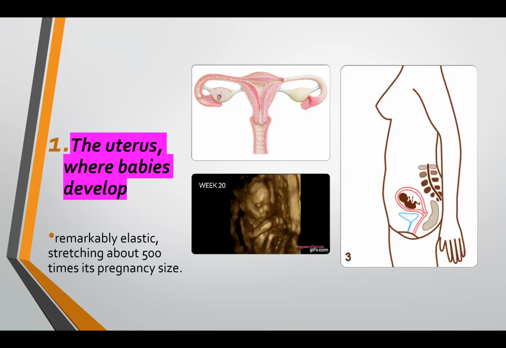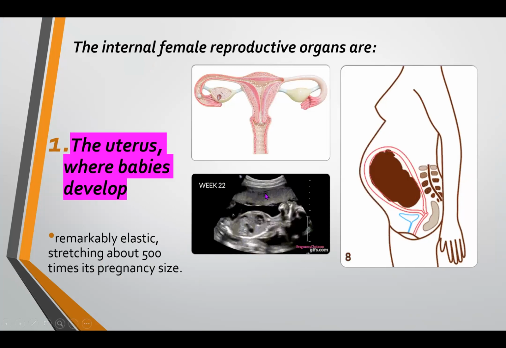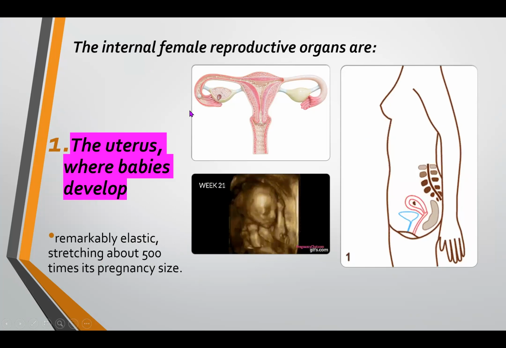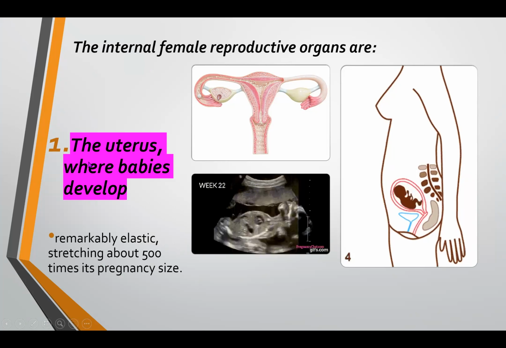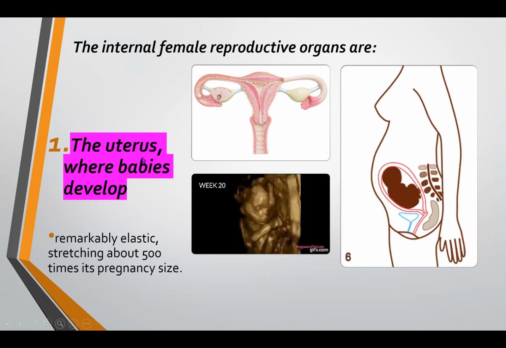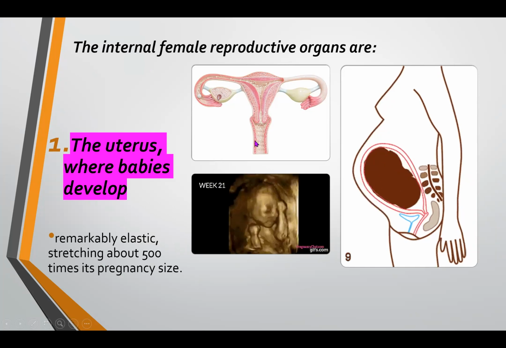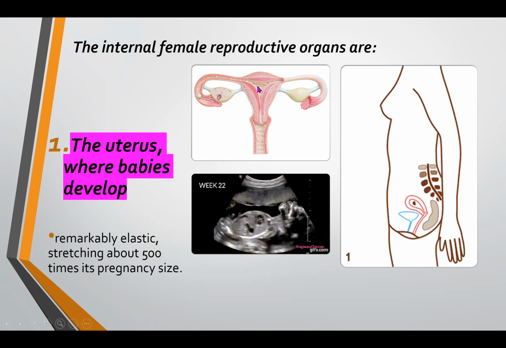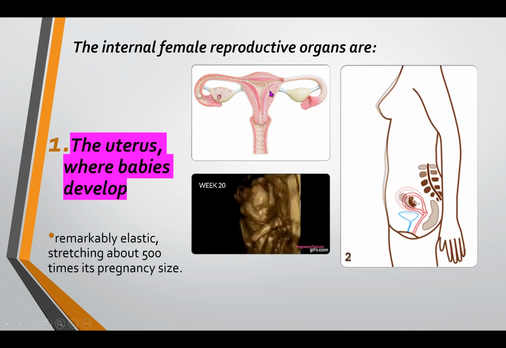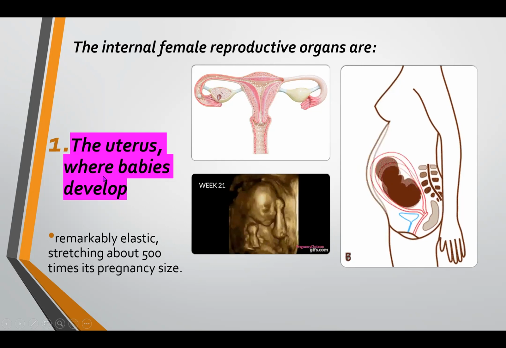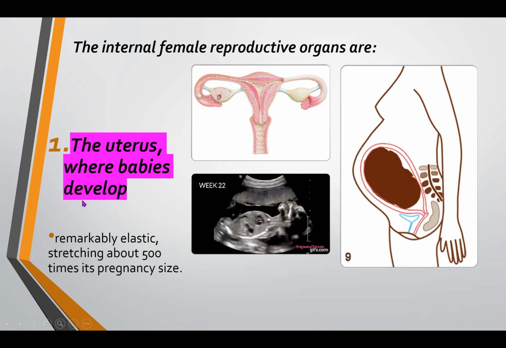In your book, number 1, it says that the internal female reproductive organs are, and we will talk about each one of these. The reproductive organs of a female. The first one is the uterus. Everybody, the uterus. In the reproductive system of a female, we have the uterus. The uterus is where the babies are developed.